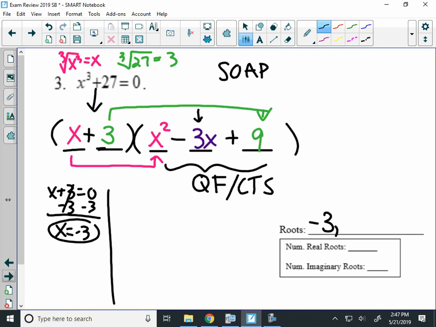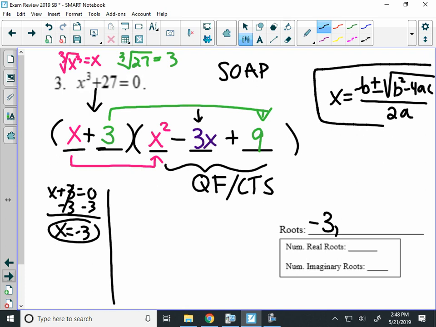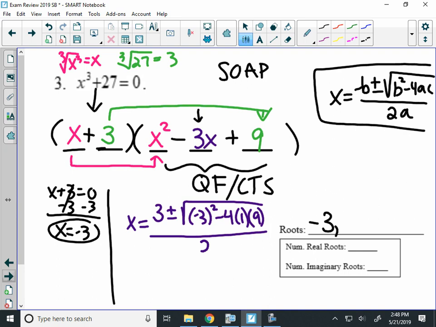So quadratic formula, if you don't remember it, x equals the opposite of b, plus or minus the square root of b squared minus 4ac, all over 2a. So let's see, we'll jump back down. We have x equals the opposite of -3, positive 3, plus or minus the square root of -3 squared minus 4 times a times c, all over 2a.